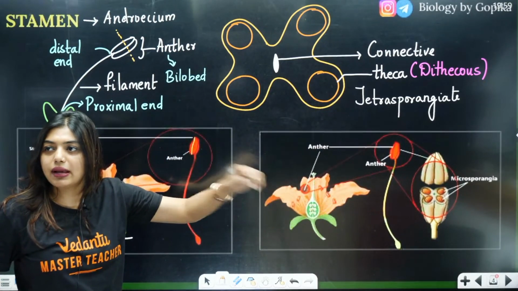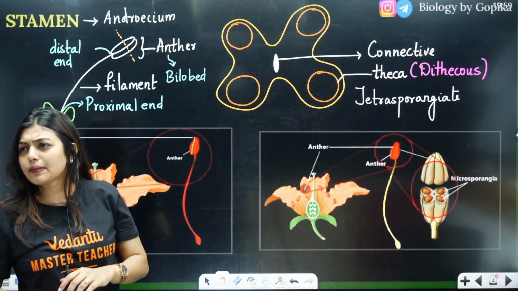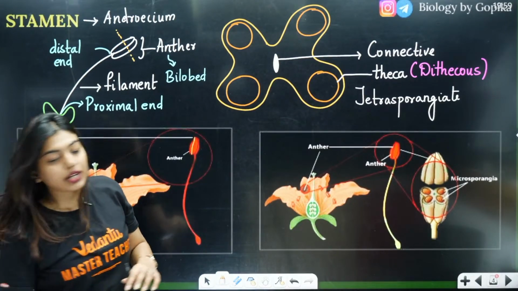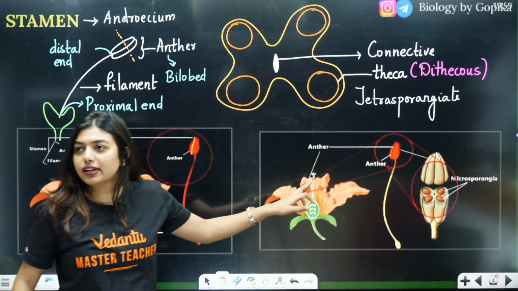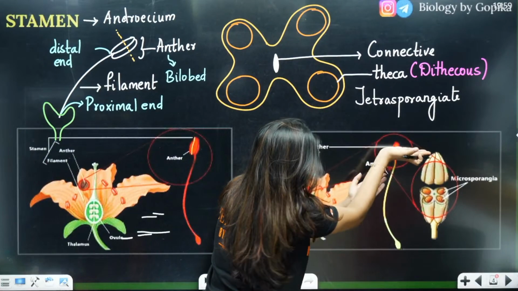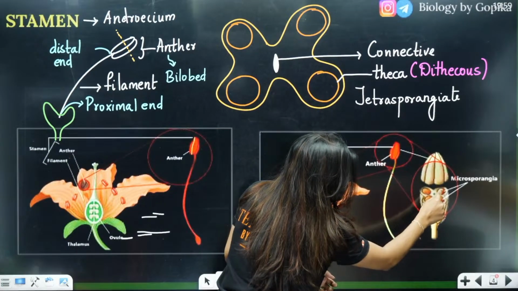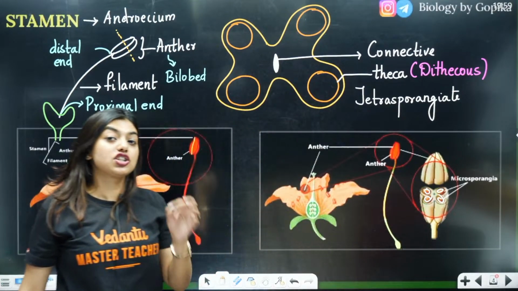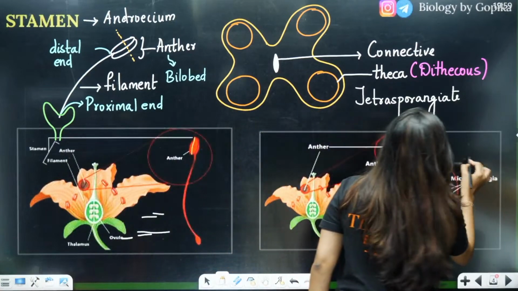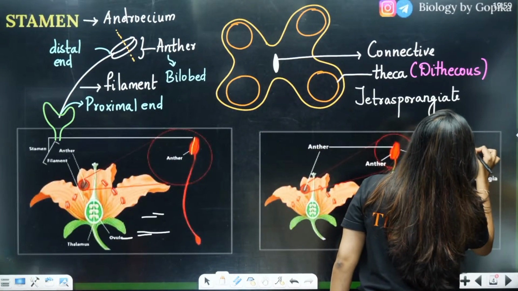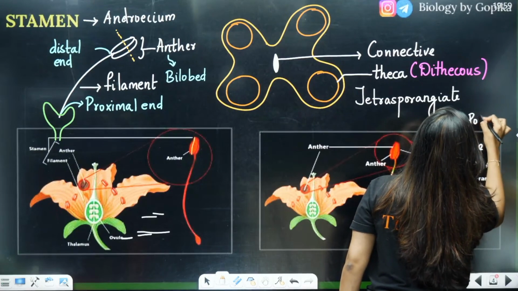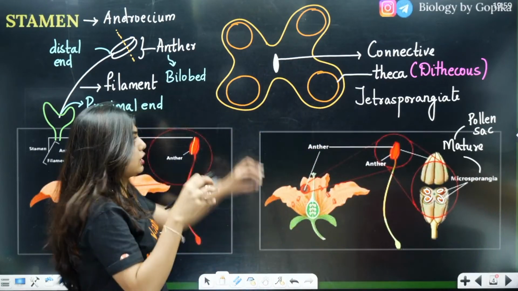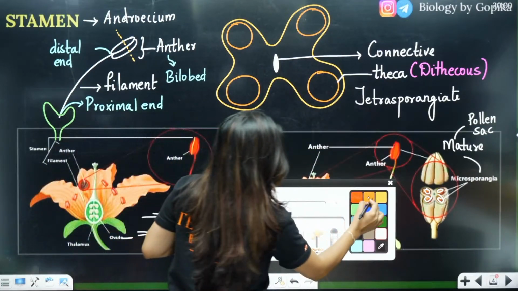All of you can see the diagram as well. Look here, students, the anther is there, and if I cut this anther, you can see how they are. Inside this, can you see these circles? These are your microsporangia. These microsporangia have to mature, and after they mature, I can call it a pollen sac.